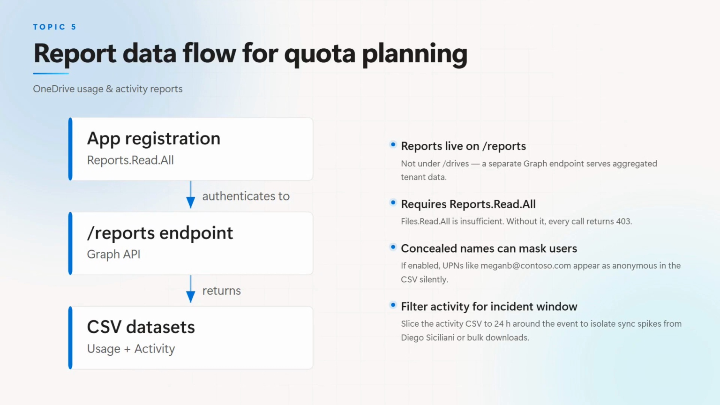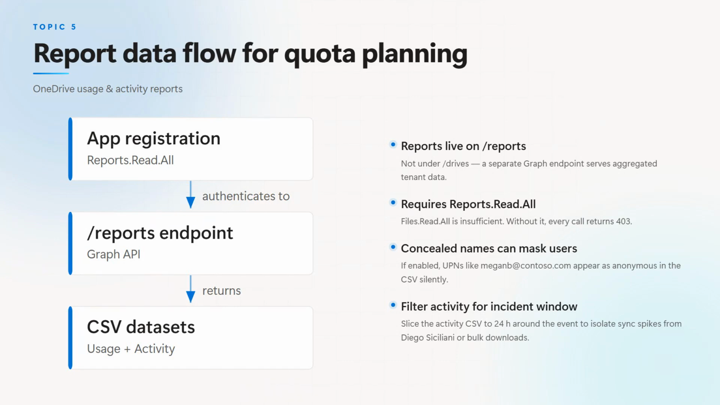The second is a tenant-level privacy setting called concealed names, which is on by default in many tenants and replaces real user principal names with anonymized strings like user18d3f2. That quietly breaks any filtering or lookup you do by username.